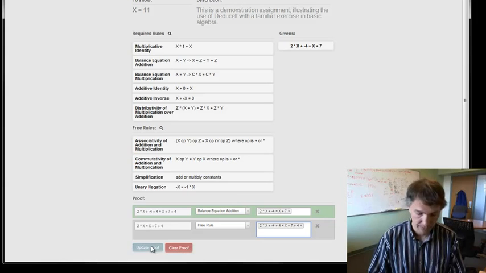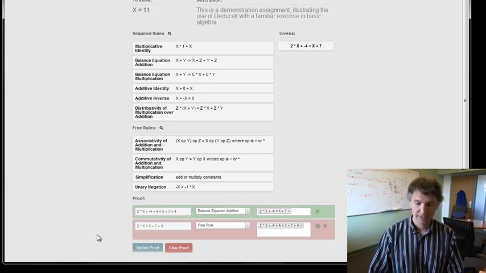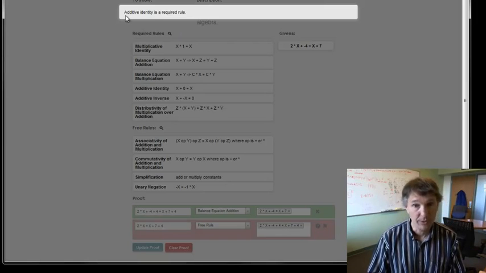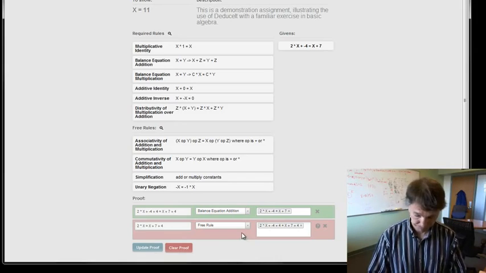So we select that, and now we can do an update. And it comes back and says, oh, we did something wrong. So this doesn't immediately follow from the previous step. And there's actually a hint here, so we can see why. And we see, oh, so additive identity is a required rule. And so what mistake did we make?